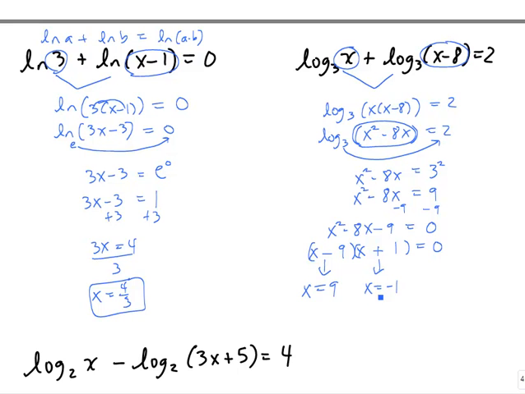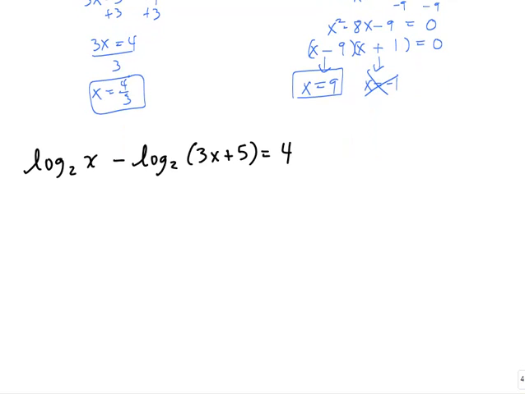Now here we want to do a spot check. If we plug in 9, this one would be the log of 9. That's good. We want to be taking the log of a positive. And here 9 minus 8 is also a positive 1, so 9 works. However, if I plug in negative 1, I'm supposed to be taking the log of negative 1, and that does not exist. That's not in the domain of log. So we are going to cancel that one out, and only 9 is our solution.